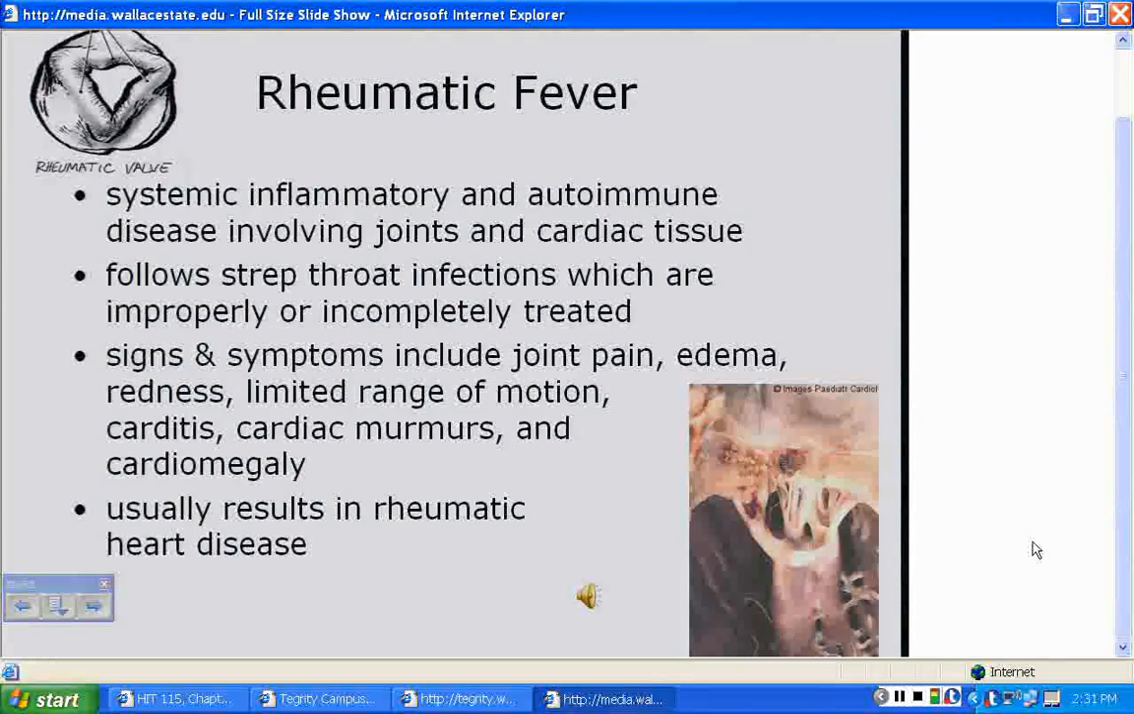And what she did not know was going on is that her heart tissue was actually affected. The problem with the heart tissue did not show up until years and years later, and it showed up in the form of valvular disease. Rheumatic fever is the most common cause of heart valve disease. With the rheumatic fever itself, that's the joint pain, the edema, the redness, the limited range of motion for the joints. Cardiac murmurs may occur, cardiomegaly, and the rheumatic heart disease involves the valves.